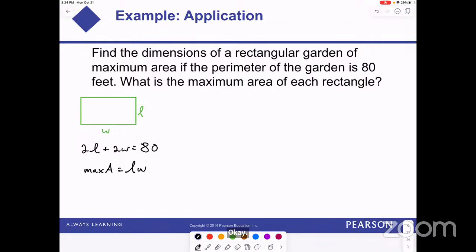So if we solve for L from the perimeter, we're going to have 2L equals 80 minus 2W. Divide both sides by 2.